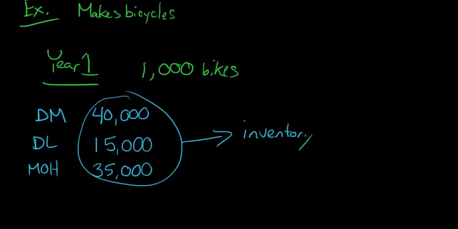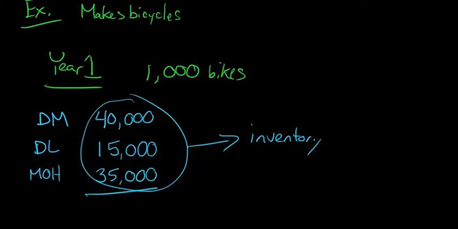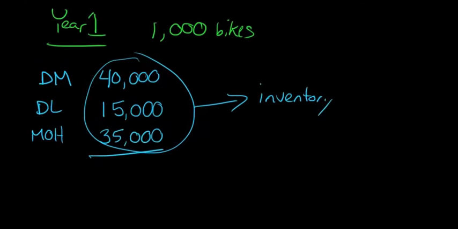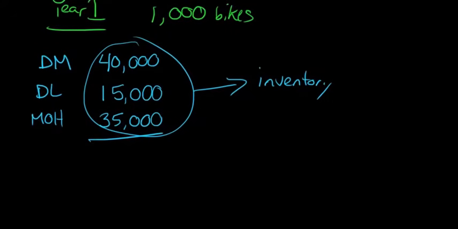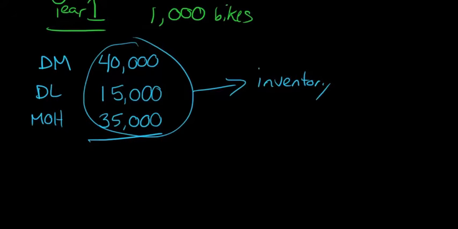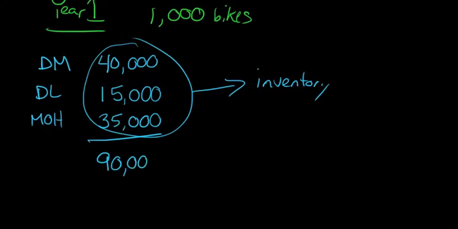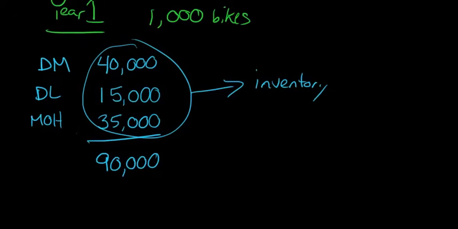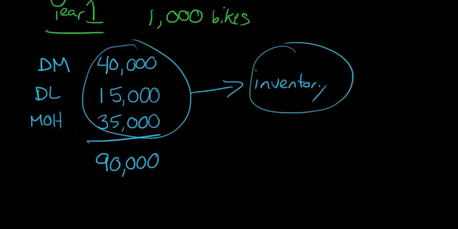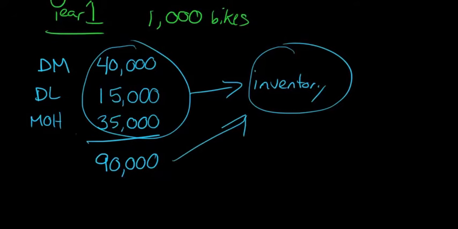So what we mean by that is this. We're going to take the sum of those costs in year one, and that ends up being $90,000. So we have $90,000 here in our costs. And what we're going to do is take that $90,000 and put it into our inventory, which is an asset, right? That's an asset that we have.